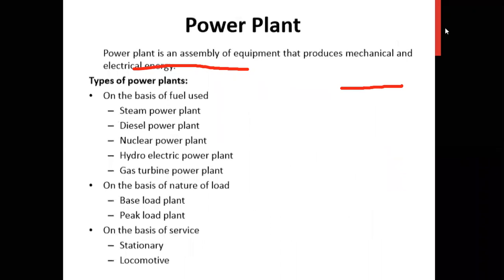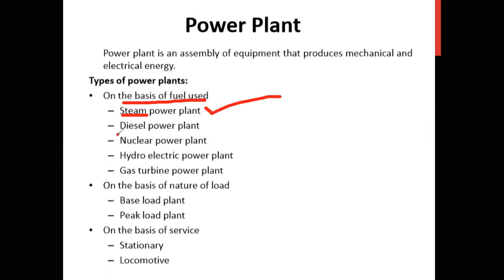This slide gives you the different types of power plants. The power plant is basically known as the place where electricity is generated. Electricity is generated, that is known as a power plant. And first of all, if we discuss on the basis of fuel, that means which fuel we use. If we use steam, that power plant is known as a steam power plant.